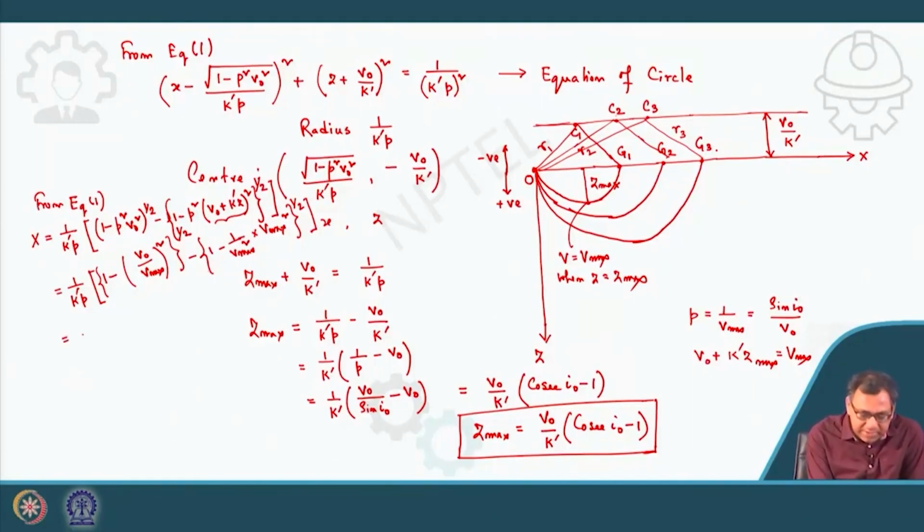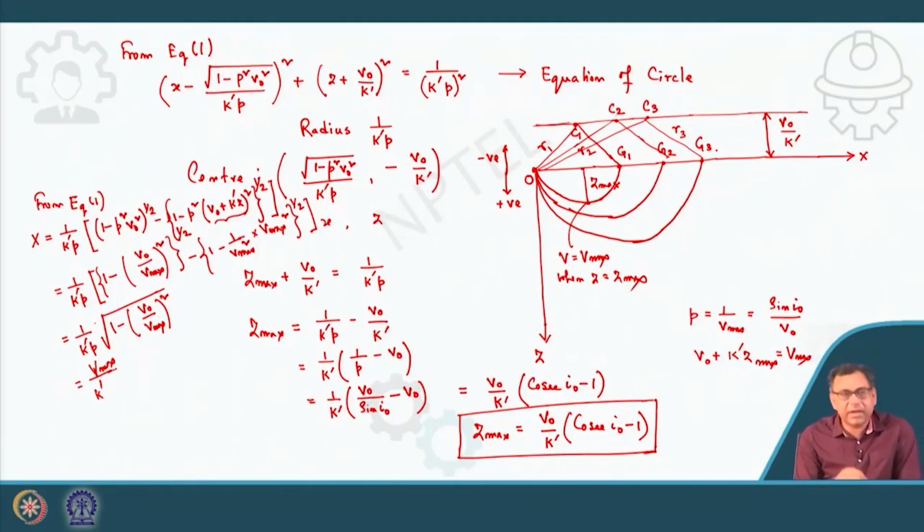So finally I can write this is 1 by K dash P, and then it will be root over 1 minus V0 by V max whole square. Clear? Now further I can write 1 by K dash, this is V max, so 1 by V max, the V max will go up because P is 1 by V max, so V max by K dash, root over 1 minus V0 by V max whole square.